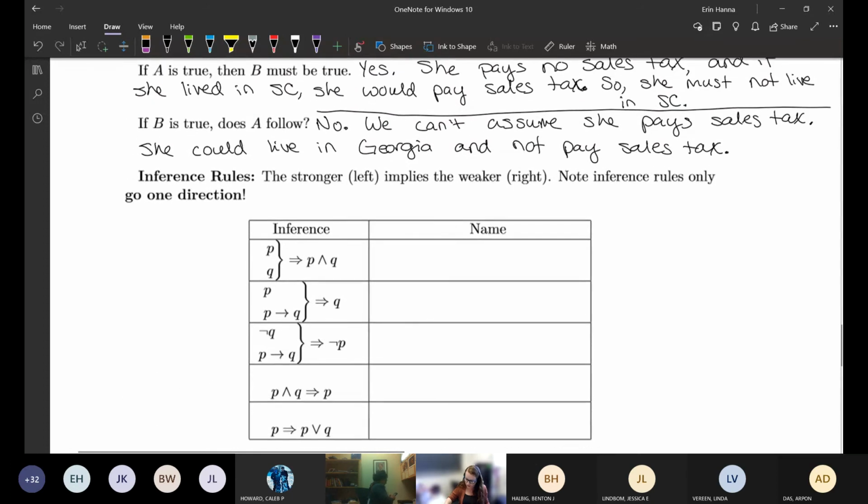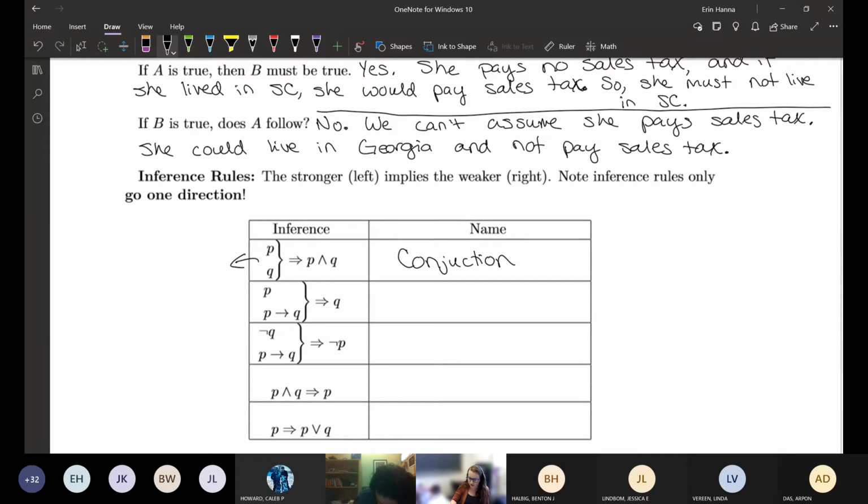So with these inference rules, say I have a P and a Q. Remember, this notation is telling us that I have P and Q. I can have them separately, or together in an and statement, whatever floats my boat. But if I have P and I have Q, then I can imply P and Q. This is called conjunction.